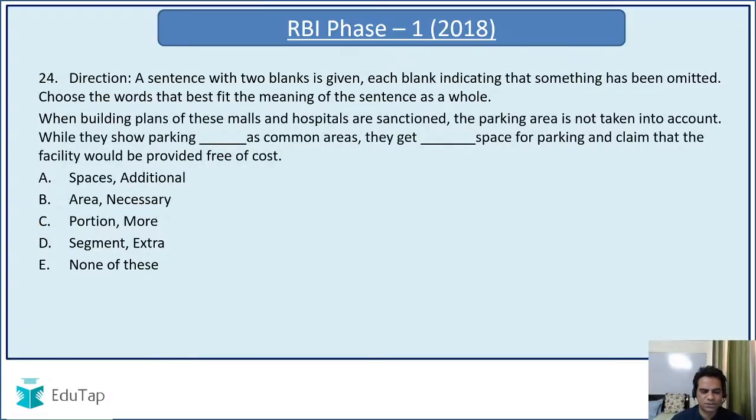All right, guys, let's go to question number 24. Same pattern, read the sentence and then find out the blanks. When building plans of these malls and hospitals are sanctioned, the parking area is not taken into account. While they show parking dash as common areas, they get dash space for parking and claim that the facility would be provided free of cost.